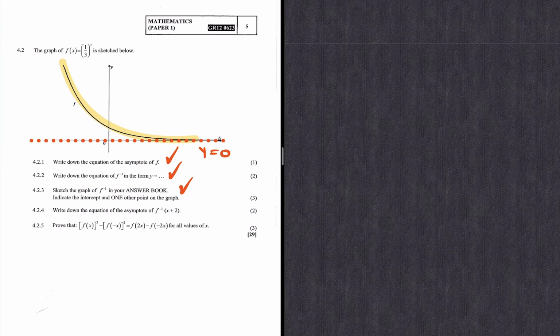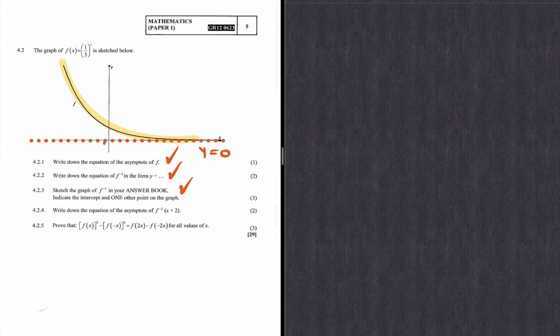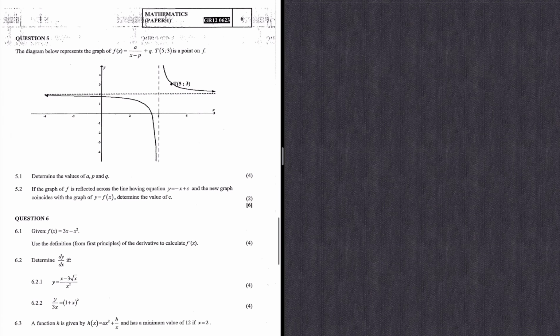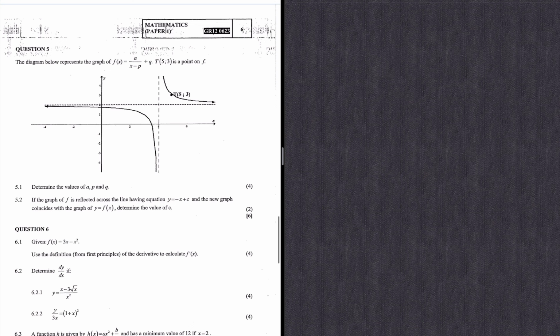So let's get to the other questions, which is basically hyperbolic. That is hyperbolic, and then we go to calculus. It's very easy. So let's see, question 5. Question 5, okay. Let's check question 5.